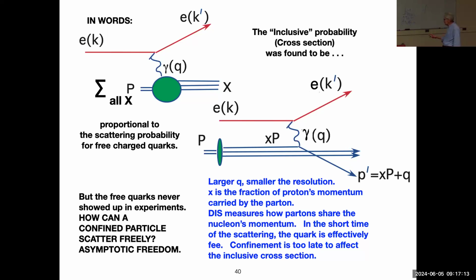So the idea here is that we reconcile the irreconcilable by saying the free scattering is short distances, and then over long times, the confinement comes in. So they never get to interfere with each other.